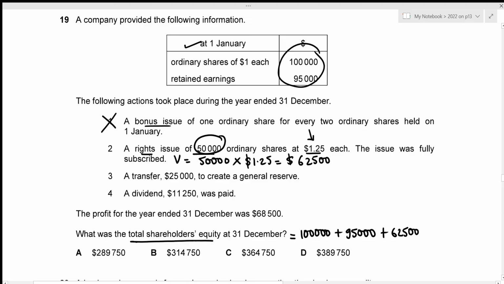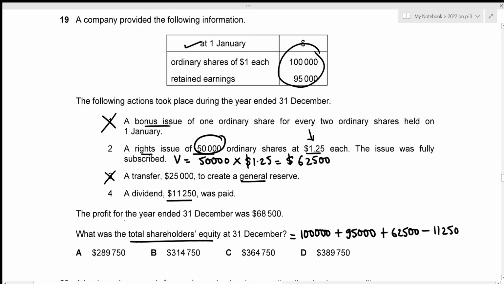Then we have a transfer of 25,000 to create a general reserve. And a transfer basically means that we're subtracting 25,000 from the retained earnings and adding it to the general reserve. So overall, in our total equity, this does not make any change. So we do not need to adjust it. Then the fourth one we have is a dividend of 11,250 was paid. And a dividend paid always reduces our retained earnings, which means that it is also going to reduce our total shareholders' equity. So we need to subtract this amount of 11,250.